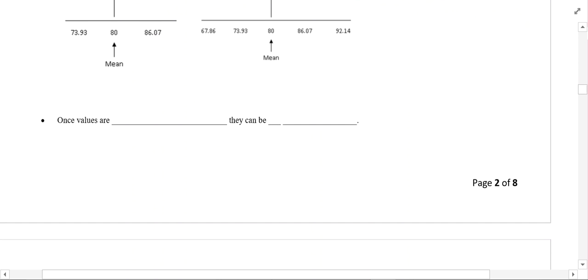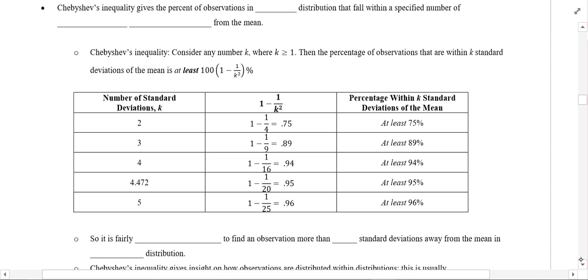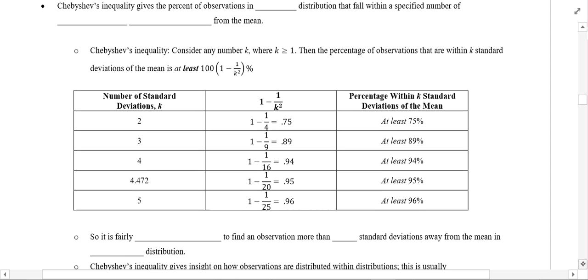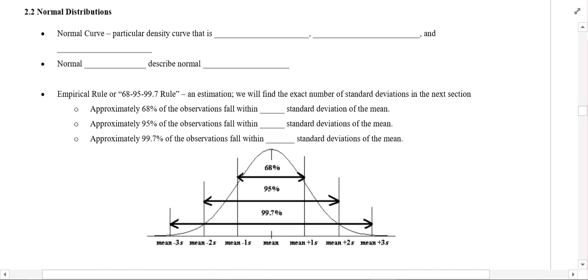All right, once values are standardized, they can be compared. That's kind of the whole point of this. All right, we're going to skip this little part called Chebyshev's rule, and we're going to do that in class together. So let's jump on down to normal distributions.